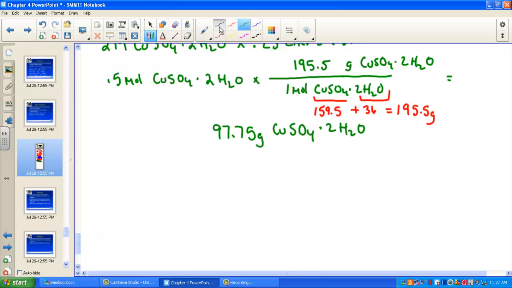Remember, it said describe, so I have to use words, or some sort of step-by-step instruction for a student. We have to describe, tell the student what to do to make this solution up. So let's start by using a verb, shall we? Let's use measure or weigh out 97.75 grams of your copper 2 sulfate dihydrate crystal.